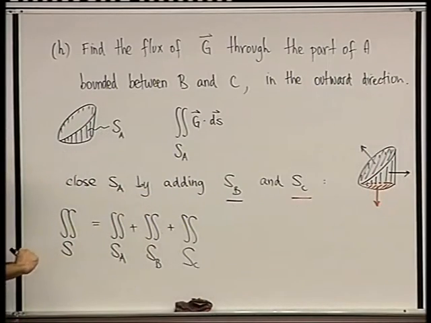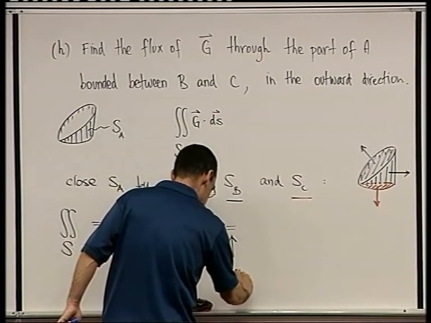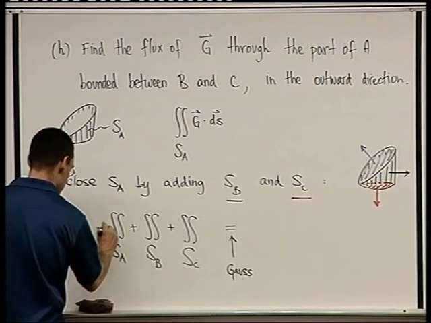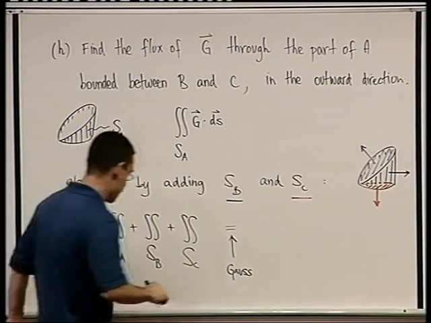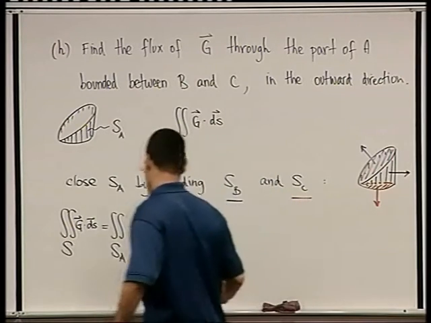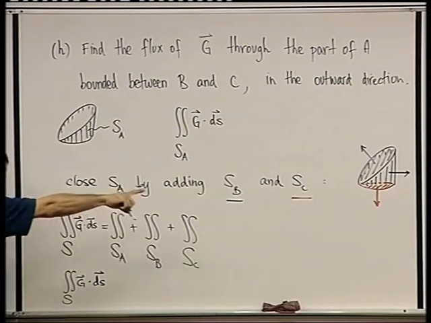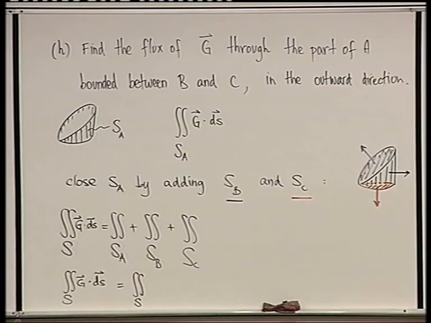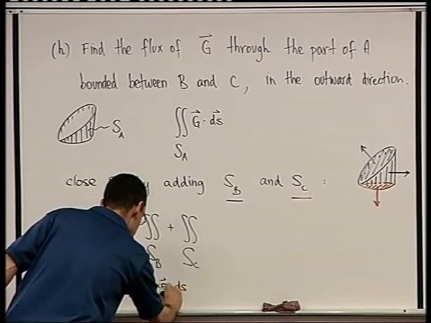On the other hand, this equals, by Gauss's theorem, let's be more careful here. The integral over S of G dot dS on the entire closed surface equals the integral over S, G was the rotor of F, of the rotor of F dot dS.